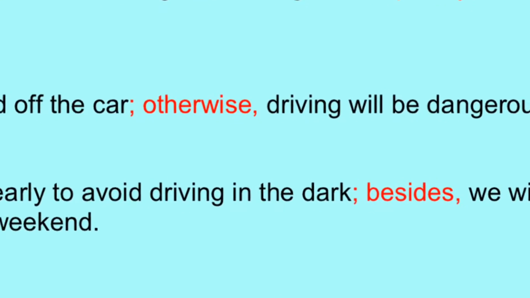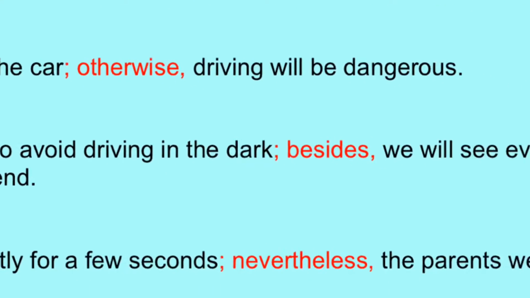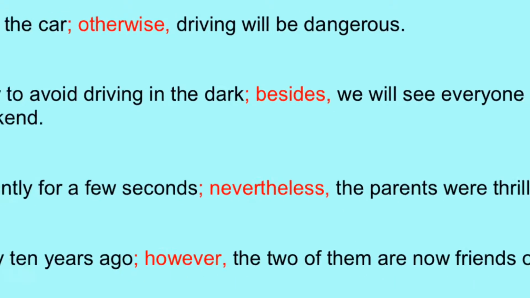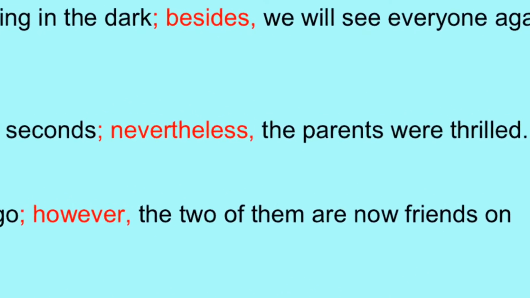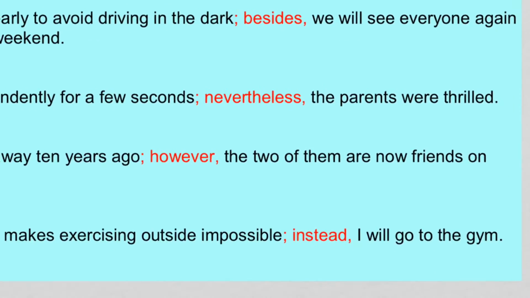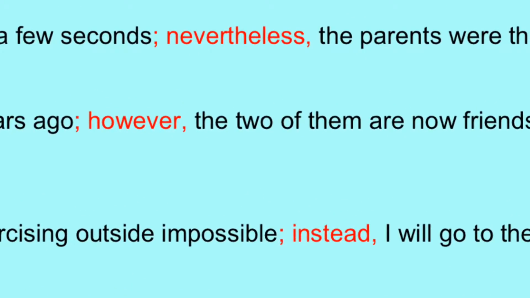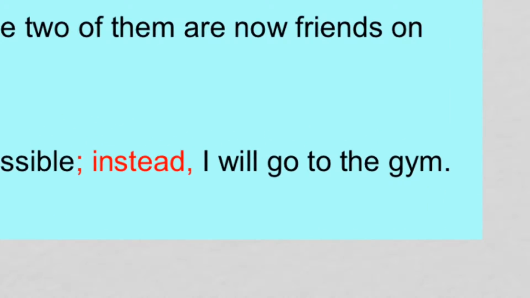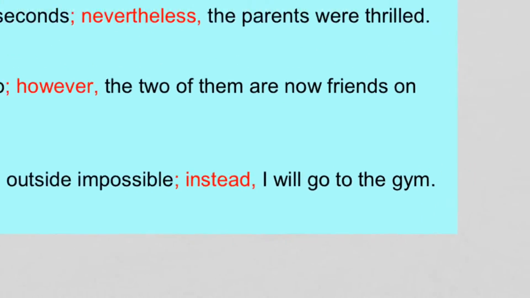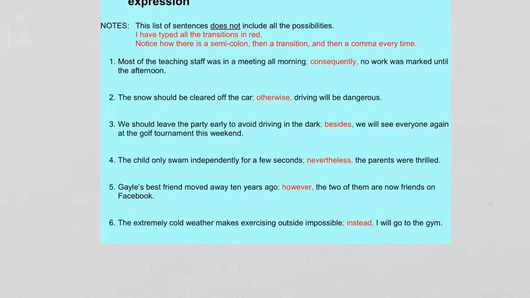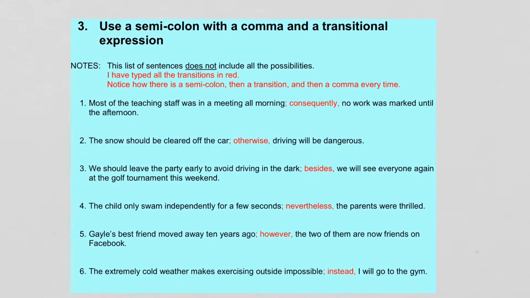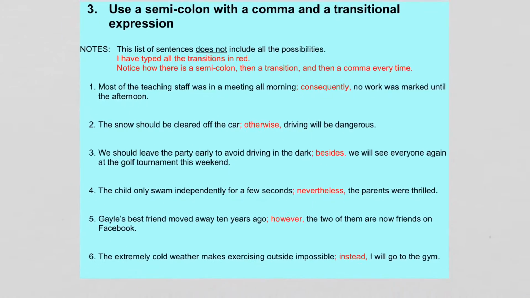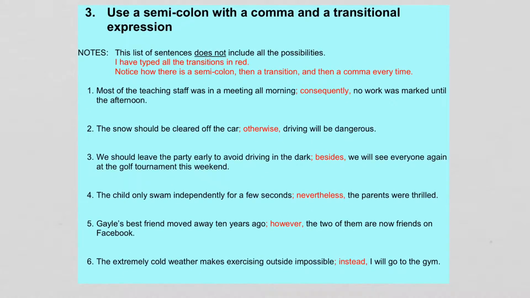Say something else, semicolon, transition, comma. Say something else, semicolon, transition, comma. Say another thing, semicolon, transition, comma. Say something else, semicolon, transition, comma. Okay? And then another example, I say something else, semicolon, transition, comma. So it's actually pretty easy to make this happen, and you just make a fancier sentence, really.